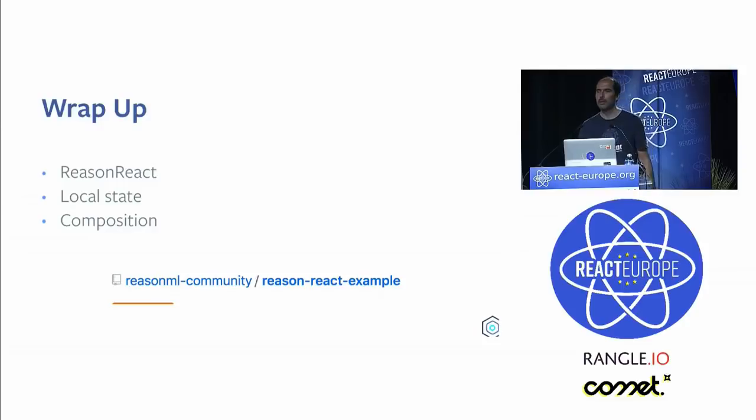So, to wrap up, I presented ReasonReact, a little bit of introduction to how it works. I've spoken about local state, and I've shown some examples about component composition. And basically, I would argue that local state is helpful in making it easier to compose components. And if you're interested in the examples, they're all available over there. Thank you very much.